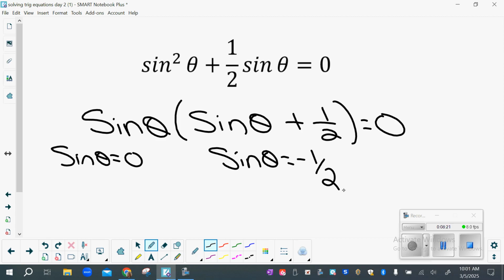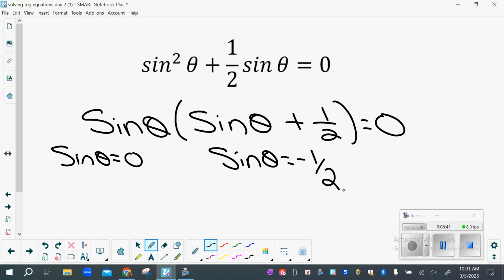This is not the right answer. The degrees are the right answer. We got to go that next step. Again, you chose. You picked this. Because it was sine plus 1/2 equals 0.